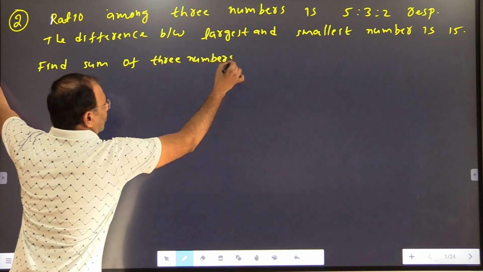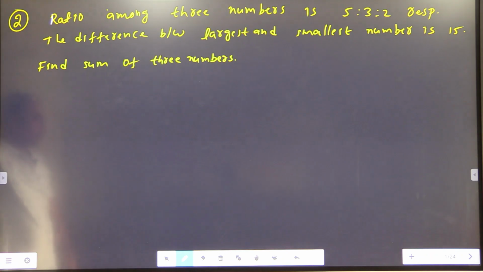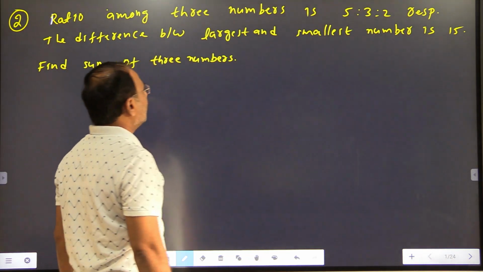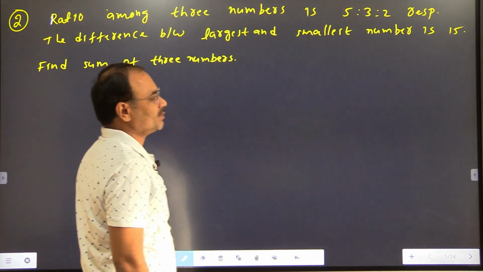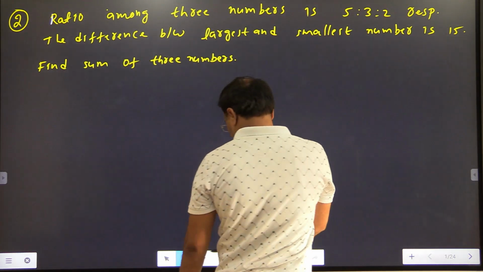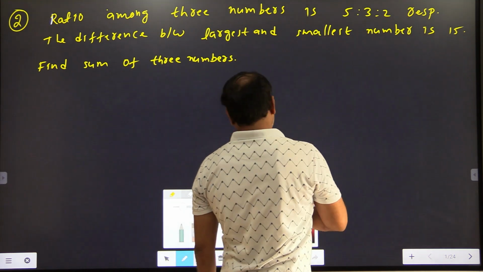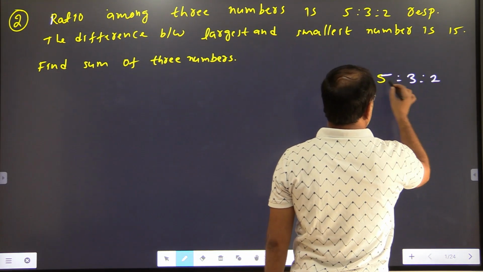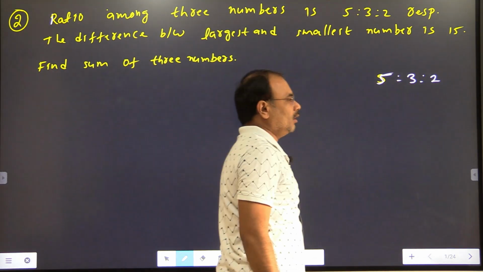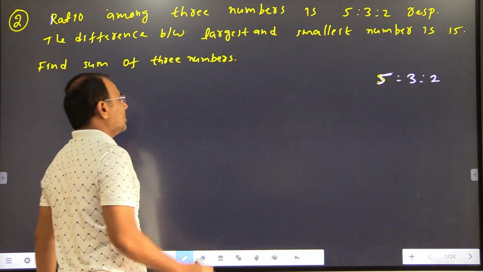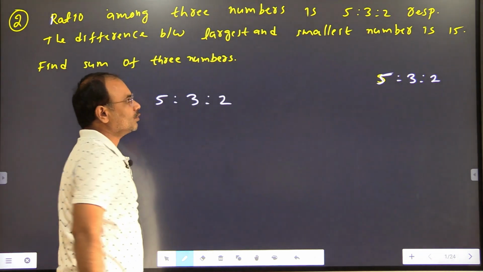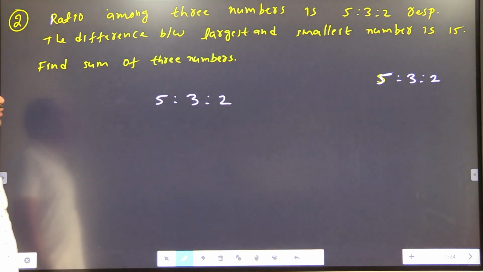Just you have to think about parts. The first number is 5 parts, the second number is 3 parts, the third number is 2 parts. Ratio among three numbers is 5:3:2 respectively. So here they gave the ratio of three numbers, 5:3:2, so the first number is 5 parts, second number 3 parts, last number 2 parts. Then what is the given value? Just you have to think what is the given value.